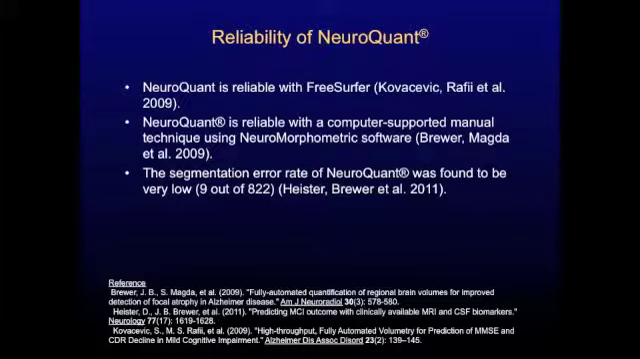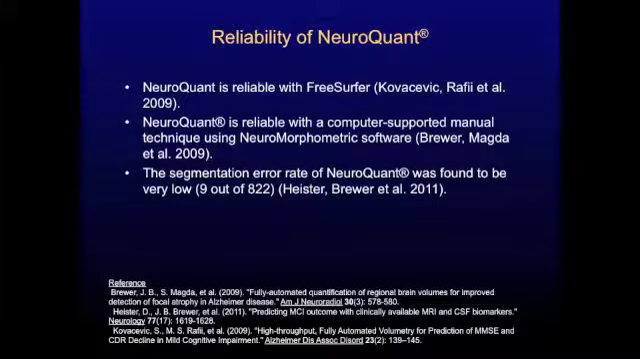NeuroQuant has been found to be reliable with FreeSurfer. There's one study so far that's looked at that. They only looked at 1 brain region, however. So there's more work that needs to be done there. We need to look at additional brain regions. We would anticipate it would be reliable because, remember, as I said earlier, NeuroQuant is based on FreeSurfer. It's basically the portion of FreeSurfer that measures brain volume, although it has been modified by Cortex Labs somewhat from the original FreeSurfer software for commercial use.